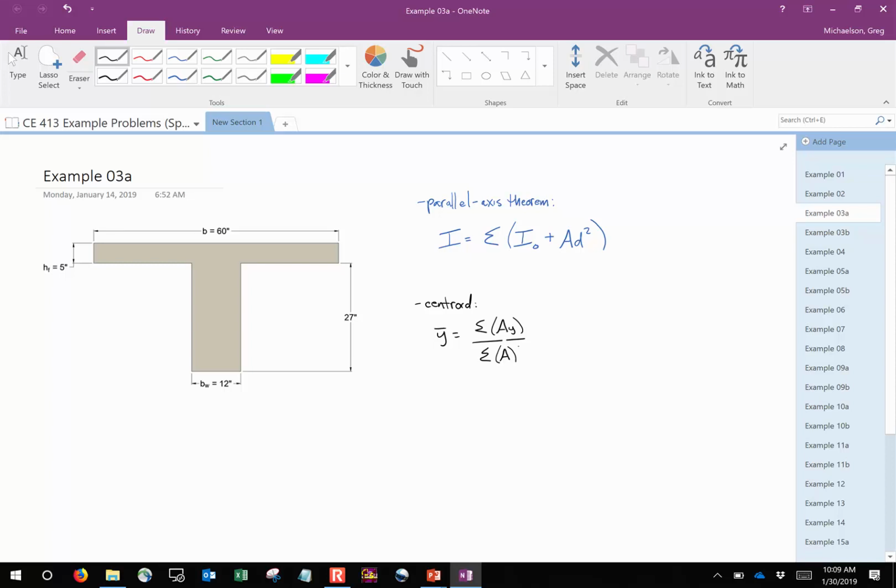Now, before I do that, I want to go back to that centroid calculation. Remember, when you compute sum of AY over sum of A, your Y distances all have to be referenced from the same point, right? So at the very beginning of your computation, you have to define what's called a reference datum, a common axis by which you'll reference your distances. And so for shapes like this, usually I say that the bottom is the datum. So what we'll say for our purposes is that the datum is here.